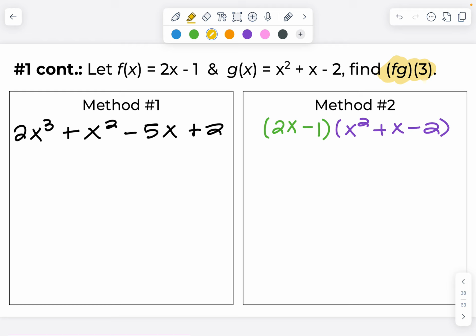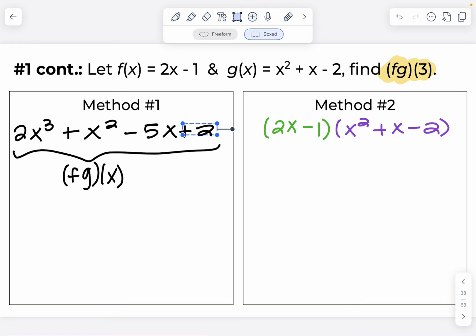So I'm going to show you both methods, and then from there I'll just do the method that I prefer, but just know you have the option between these two methods for each of this type of problem. So for method 1, we have f times g of x. That's what this is right here. This is f times g of x.